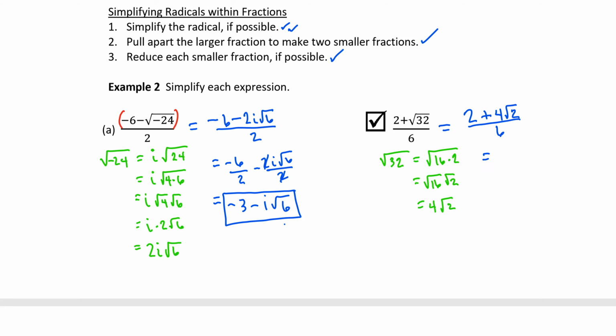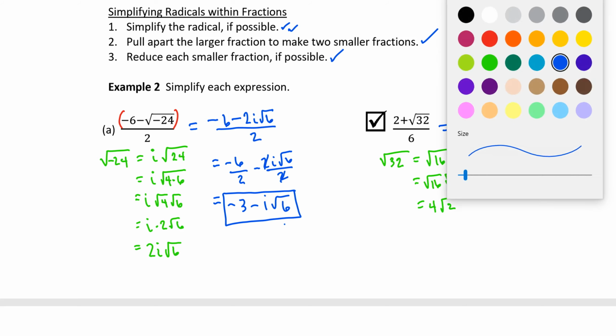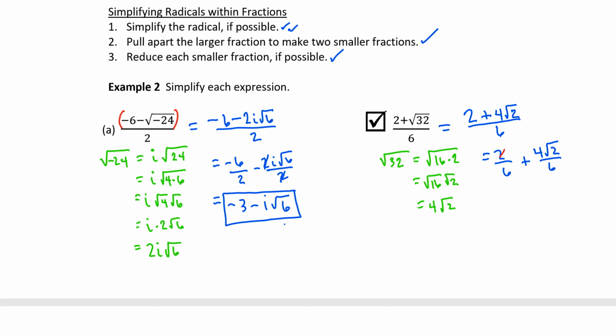To correctly simplify, every term in the numerator gets placed over that denominator, and then we can reduce. Notice the common factor of 2. 2 divided by 2 is 1, 6 divided by 2 is 3, and in our second fraction, 4 divided by 2 is 2, and 6 divided by 2 is 3. Now, I cannot simplify or cancel the 2 under the radical with an ordinary 2. That 2 under the radical stays under the radical as is.